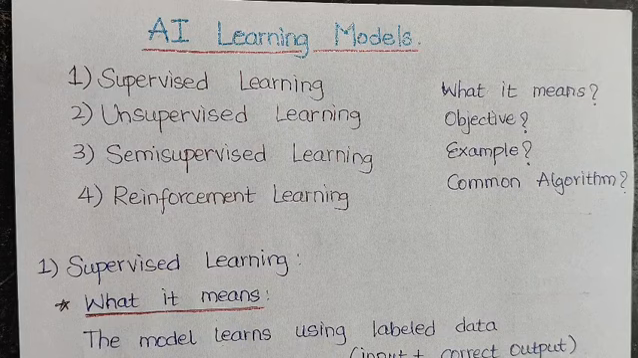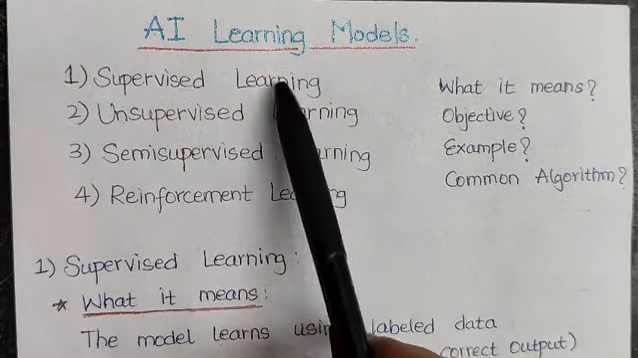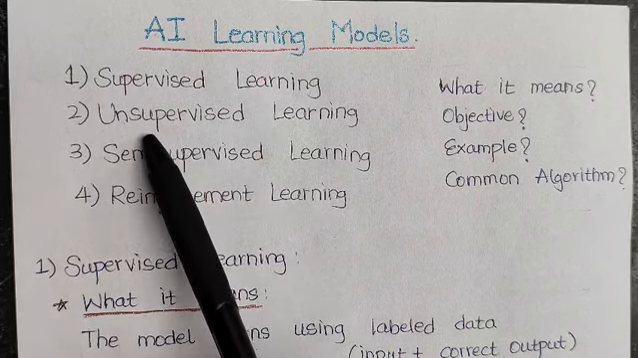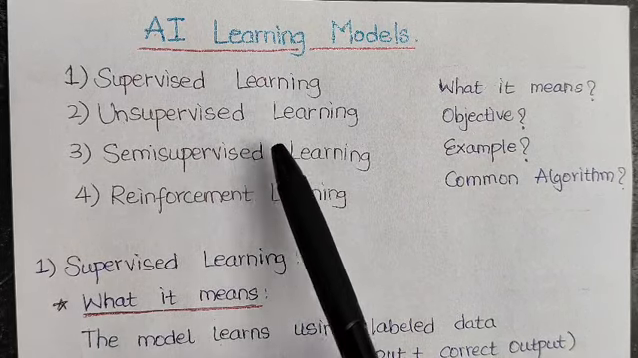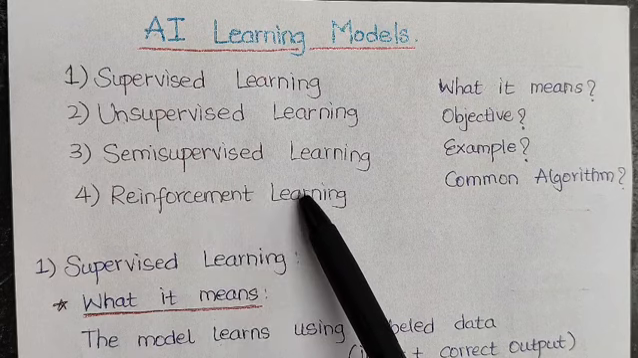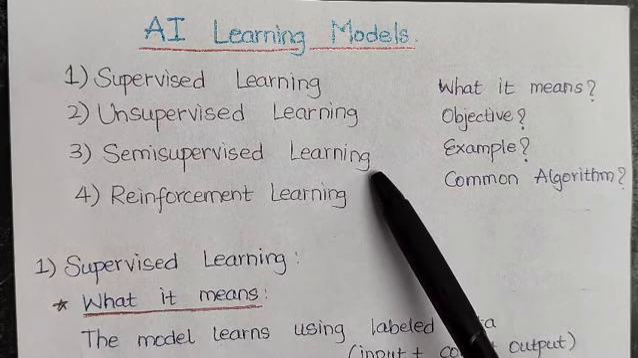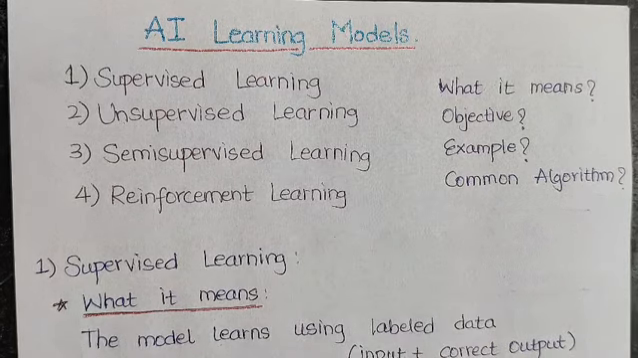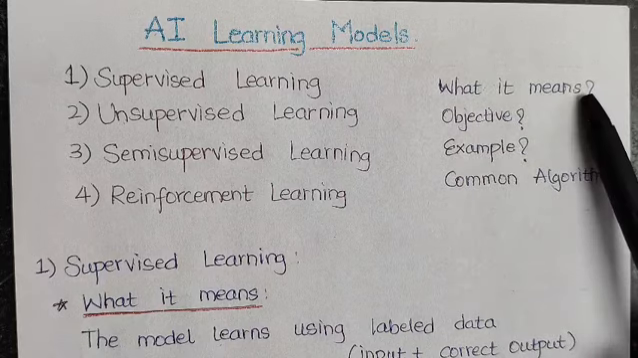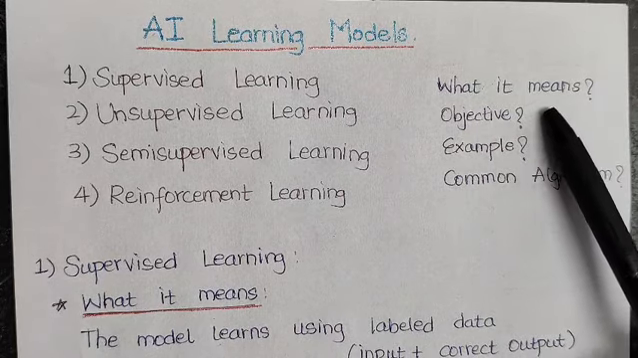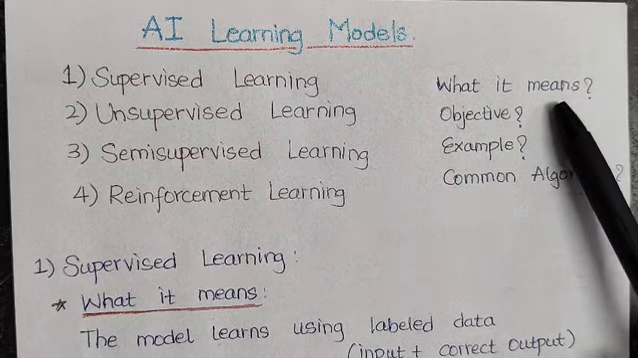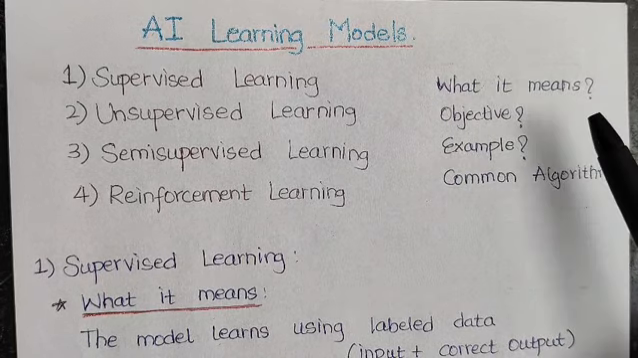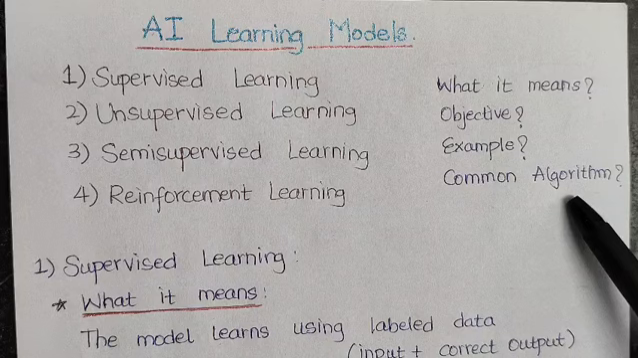In today's video, we will learn about the different types of AI learning models: supervised learning, unsupervised learning, semi-supervised learning, and reinforcement learning. For each type, we will learn what it means, what its objective is, what an example is, and what the common algorithms are.